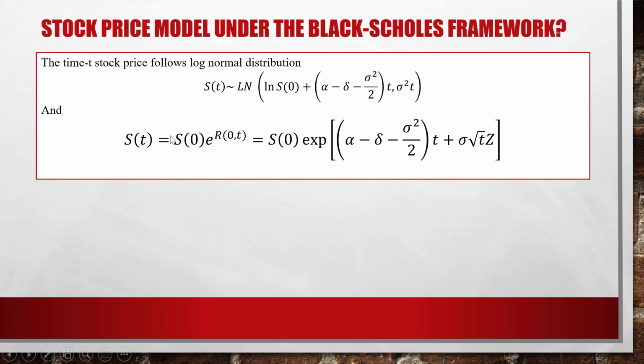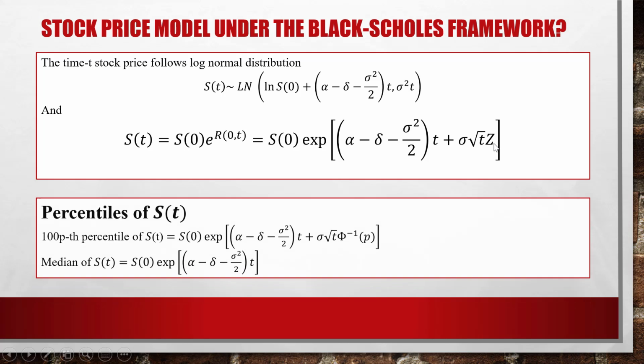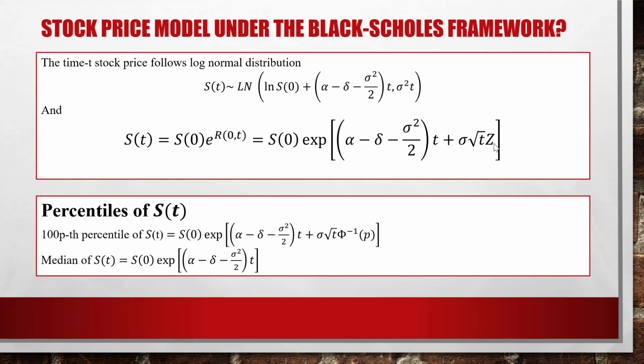So we got S of t here is basically just S naught e to the R0t. Okay. And it's equal to S naught times exponential of alpha minus delta minus sigma squared over 2 times t plus sigma square root t times Z, which is how we make connection between the random variable S of t and the standard normal random variable Z, where Z here follows standard normal distribution. So we see that this is the relation between S of t and Z.